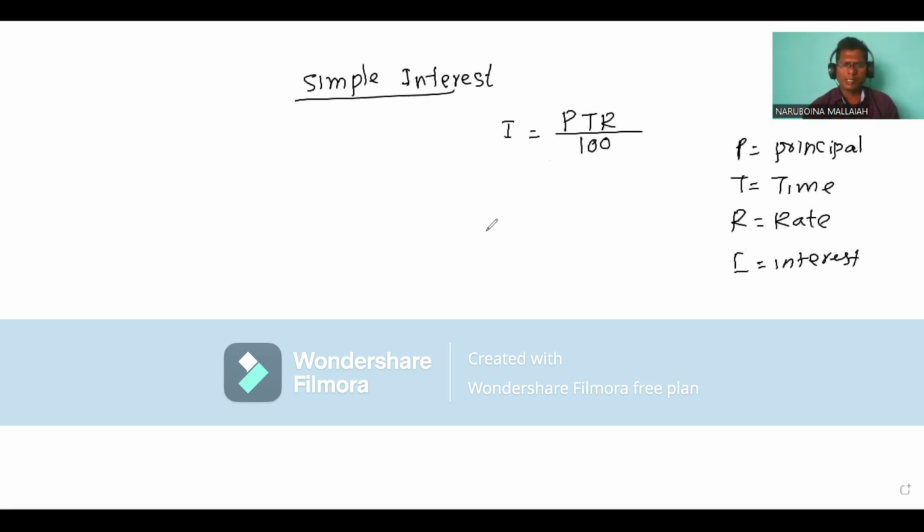Sometimes you are asked to calculate principal, sometimes time, sometimes rate. So for all these three formulae, we have the division symbol. To find principal, time or rate, in the numerator we have only 100 into I.